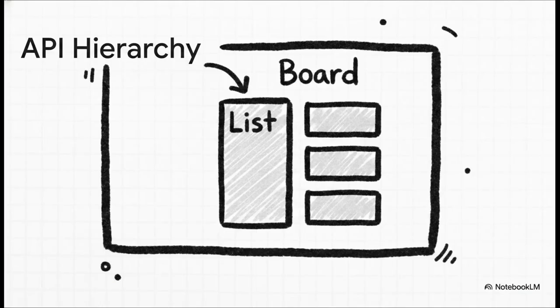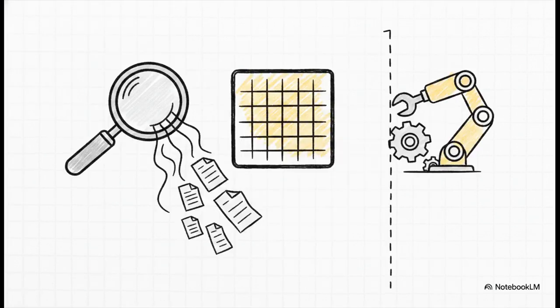So, how is all this data actually organized? It's kind of like a set of Russian nesting dolls. At the very top, you have boards. These are the core workspaces. Inside a board, you have lists, which are ordered collections of cards. And finally, you have the cards themselves, which are the most basic unit of information. It's super vital to grasp that cards only exist within the context of lists, which only exist within the context of boards.